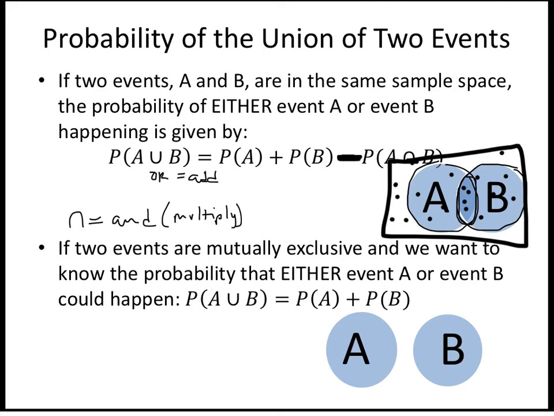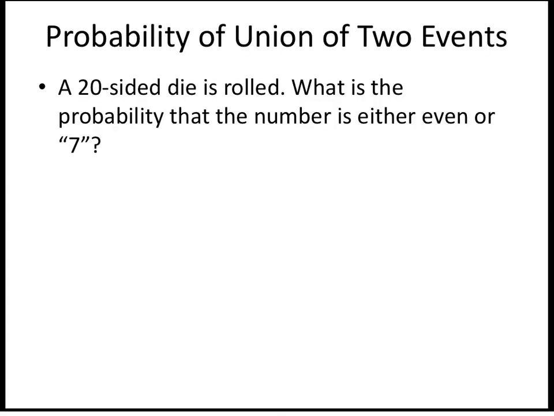Now, if two events are mutually exclusive and we want to know the probability that either event A or event B will happen, remember the union is or, then that is going to be the probability of A plus the probability of B, okay? Now, notice there's no intersection here, right? So we don't need to subtract out things that were double counted. So that's why this formula is a little bit different from the one above it. So the probability of the union of two events.